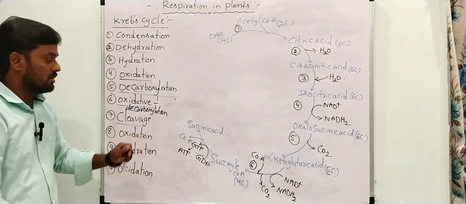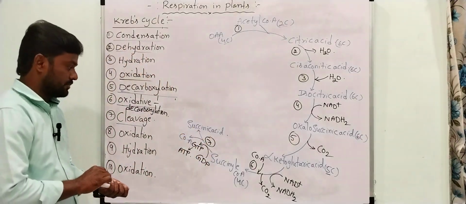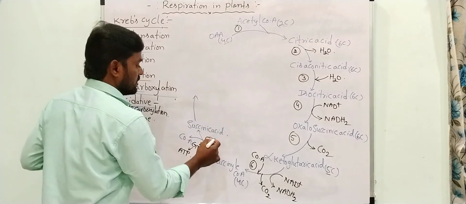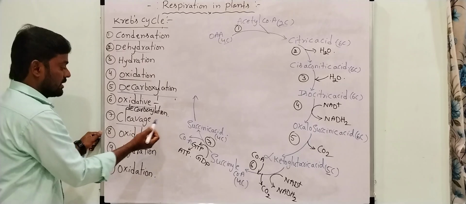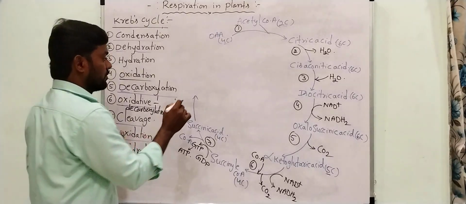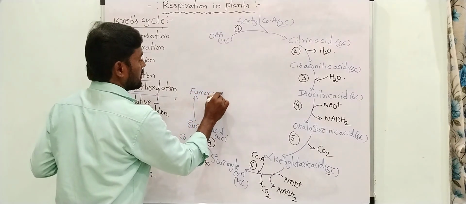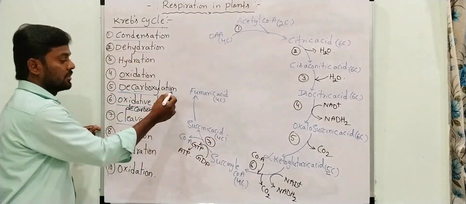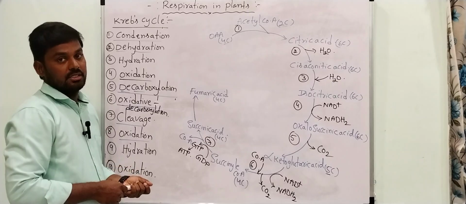Okay, so this is the seventh reaction of the Krebs cycle. Next, succinic acid. Succinic acid, how many carbons? 4 carbons. Next, succinic acid undergoes the next reaction, oxidation, to form fumaric acid. It is also a 4 carbon compound. But in this reaction, oxidation means a redox reaction takes place.